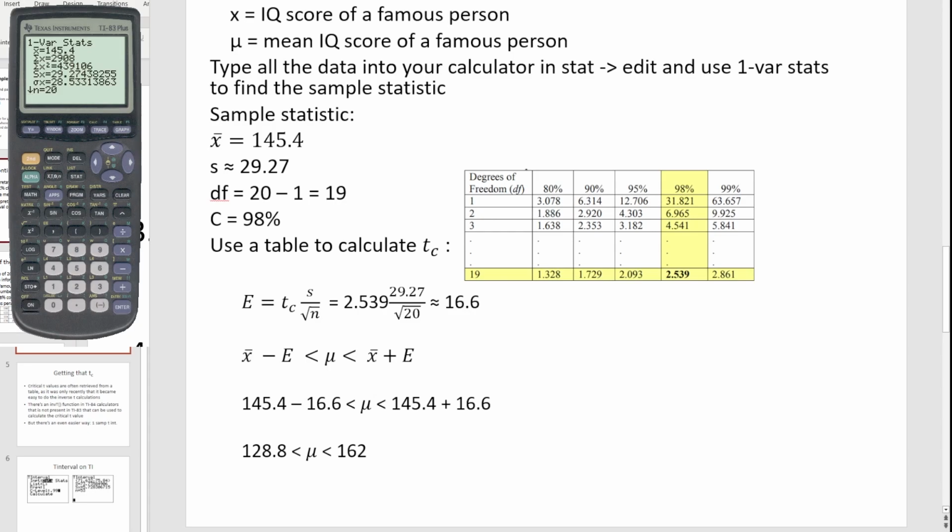There are similar functions in calculators online where you'll be able to type in the data and it'll spit out the mean and standard deviation of the data for you. Because this is what we're looking for. We're looking for X bar, which we see as 145.4. And we're looking at Sx. This is going to be our sample standard deviation. So this is about 29.27. Using one var stats is, of course, much easier than calculating the standard deviation by hand.